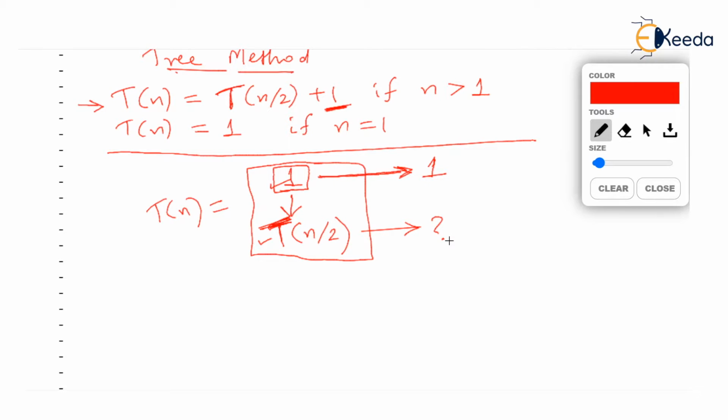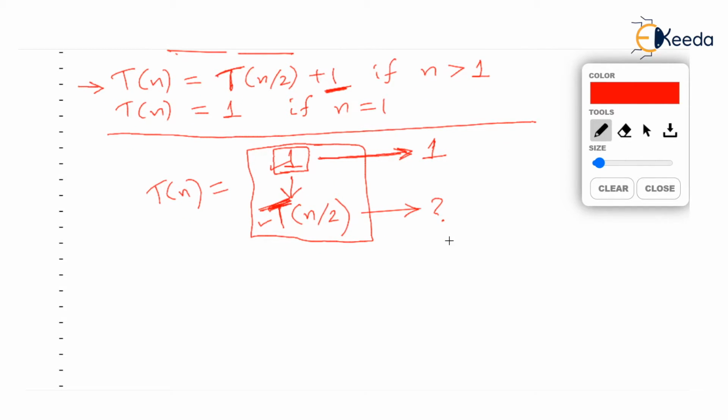So by the way, how would we show T(n/2)? Watch this. This tree will be now represented as 1 is still the root, and now watch this. 1 had the child T(n/2). But what is T(n/2)? T(n/2) is nothing but T(n/4) plus 1.